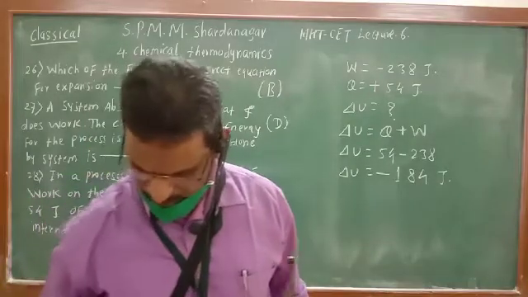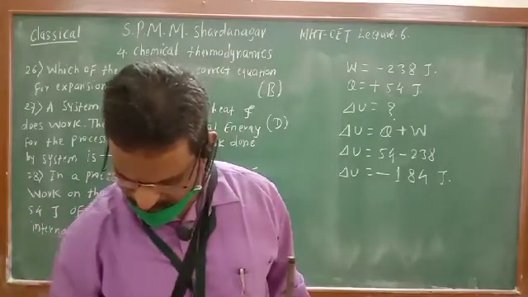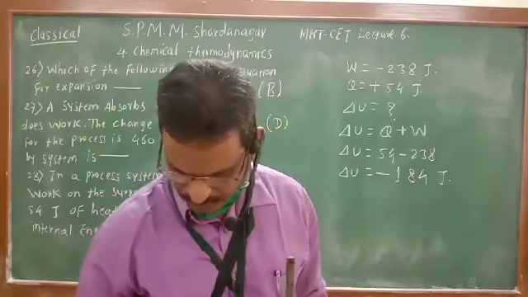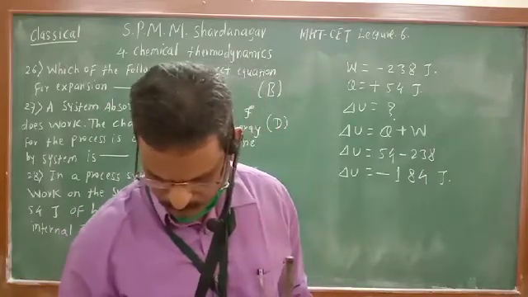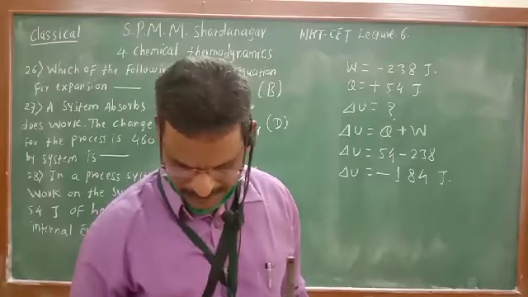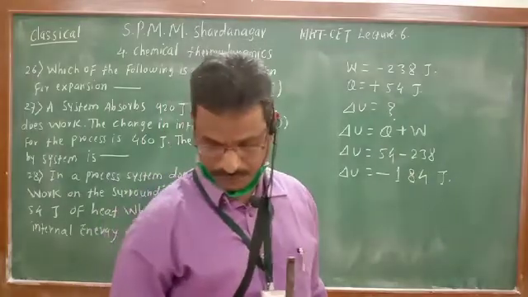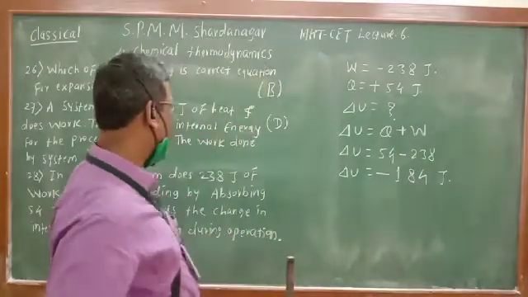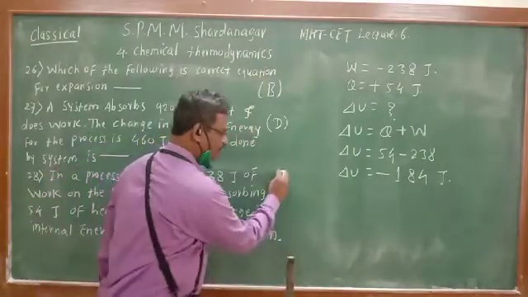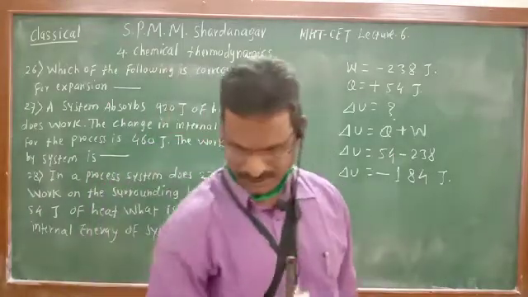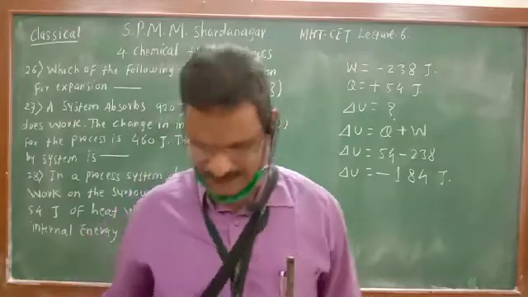Now see the options. 4 options they have given. The first option is plus 54 joule. Second, plus 222 joule. Third, minus 184 joule. And last is minus 192 joule. So we are getting minus 184 joule. Therefore, third option is correct. Option C is correct for that question. Now let us see next question number 29.